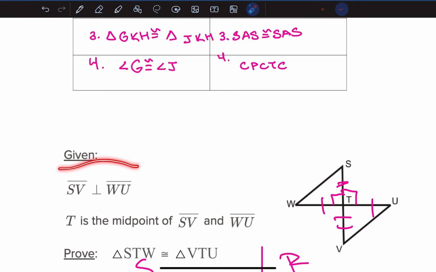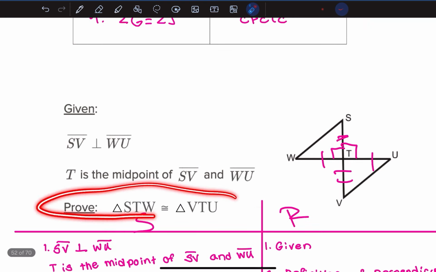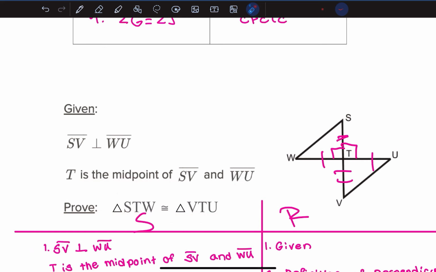Next one, given that SV is perpendicular to WU, so I have a pair of right angles. T is the midpoint of both SV and WU. So you're going to state that there are two pairs of congruent sides. So I will have side, angle, side. Now here, again, this is where it's important to make sure you're paying attention to the proof statement. Just because we've been talking about CPCTC does not mean that every proof you do from now on is going to end with that line. They're asking about the triangles. So once I have side, angle, side, I will be able to stop.